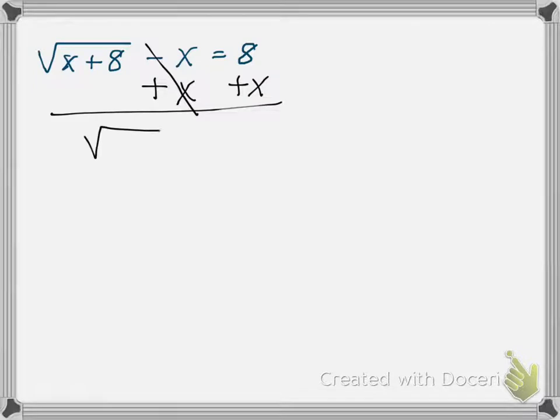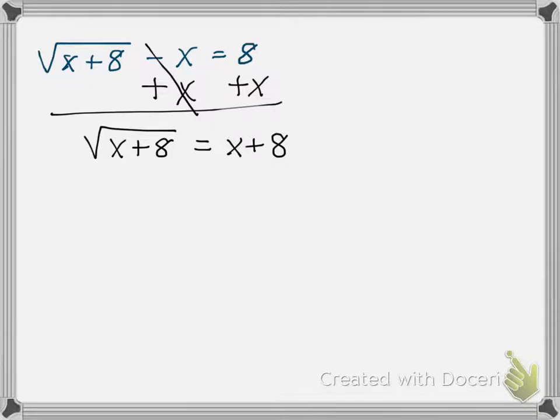I'll bring down my square root of x plus 8, which is supposed to be by itself on one side of the equation. And then 8 plus x, obviously they're not like terms, so I can't add them to each other. I'm going to go ahead and write the variable first. If you write 8 plus x, it's the same thing, but there's a reason why I'm writing the variable first, and you will see now.